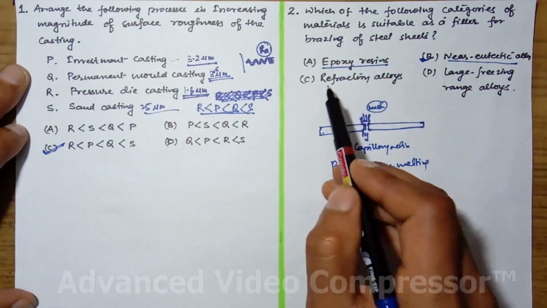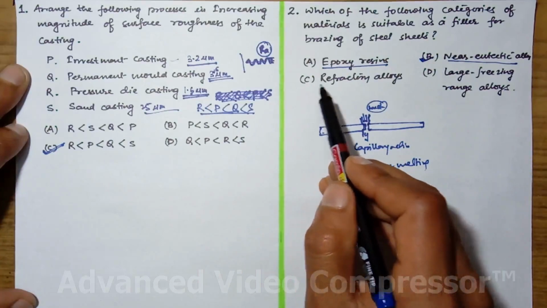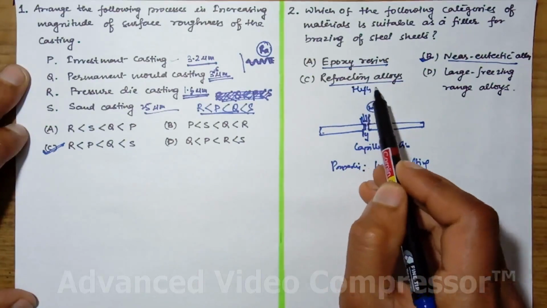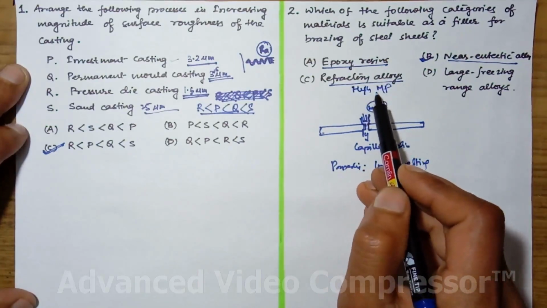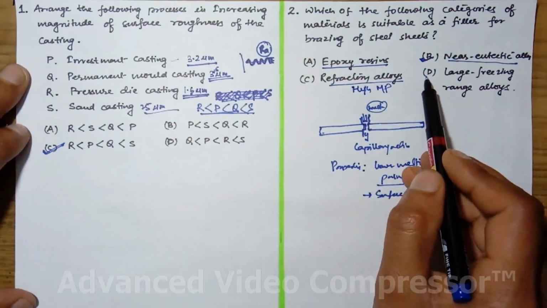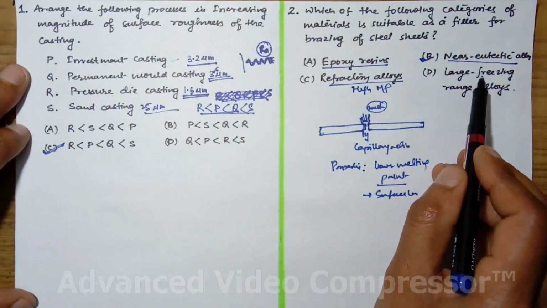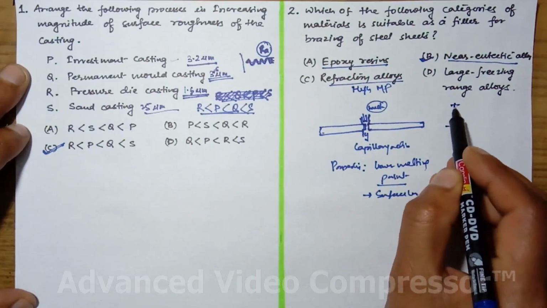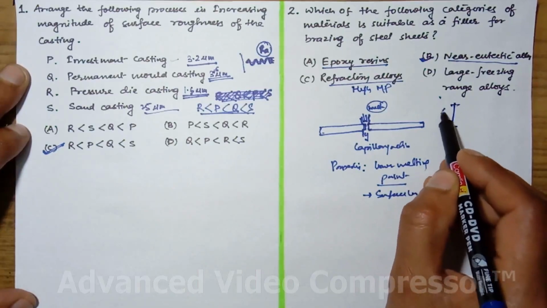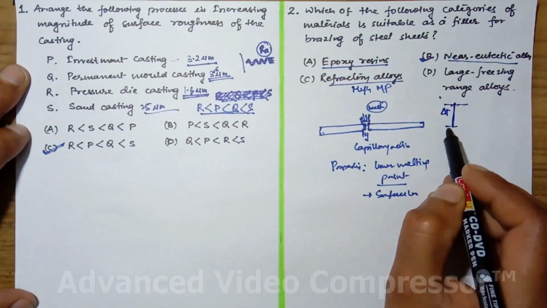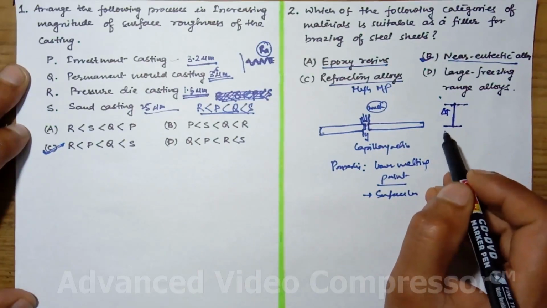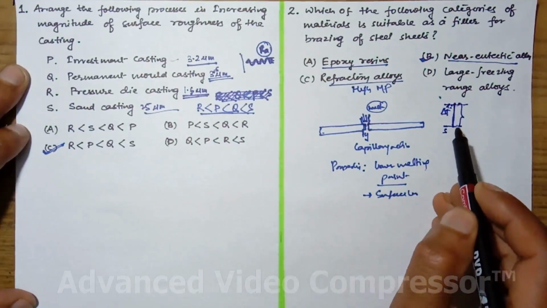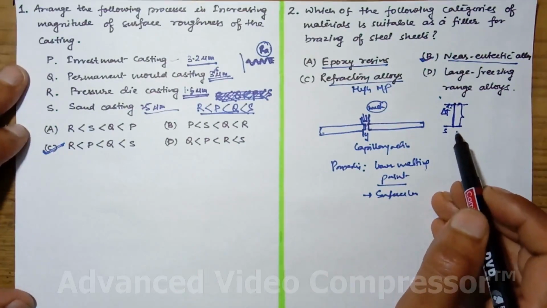If you see the third option, refractory alloys have a higher melting point, so this cannot be used. If you see the last option, large freezing range alloys, meaning alloys which have a higher freezing range, that is delta T, where solidus and liquidus lines are present. So this will also not serve our purpose.